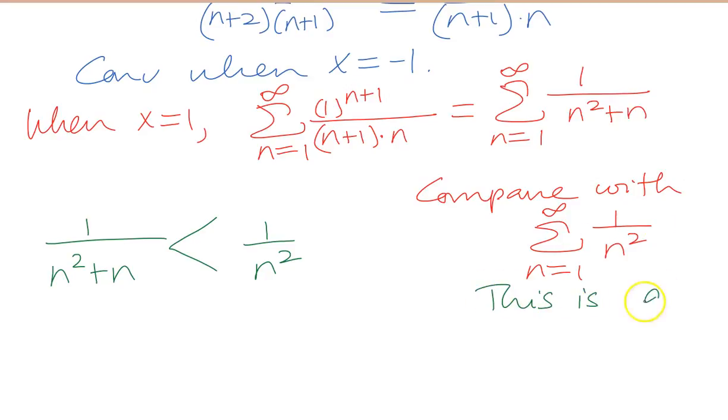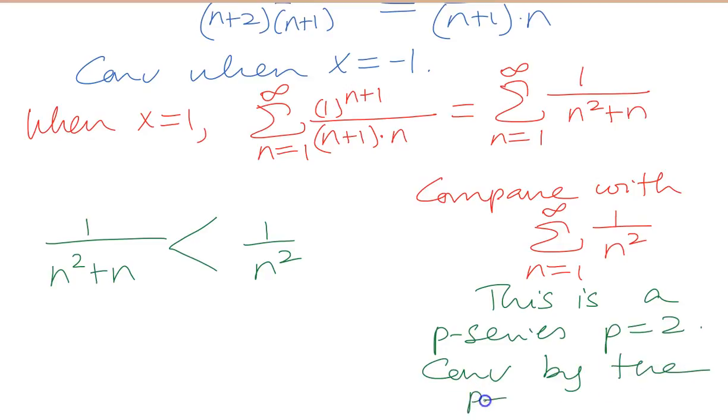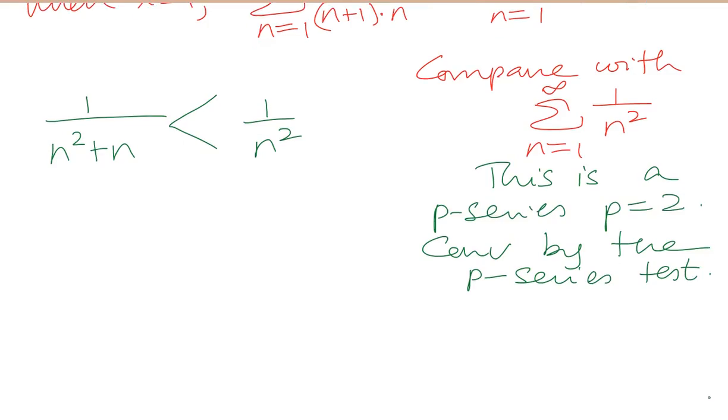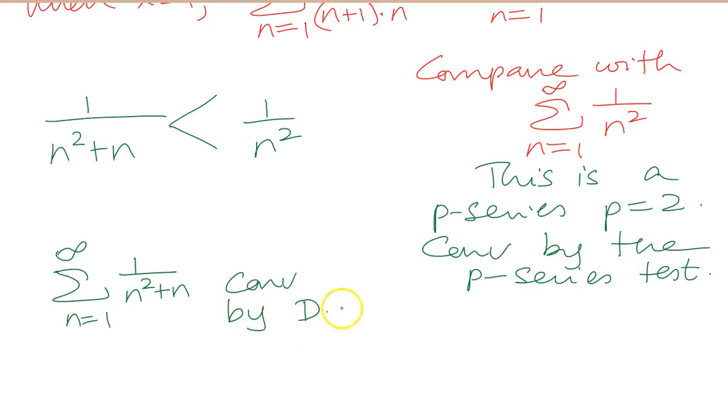This is a p-series with p equal to 2. So this one converges by the p-series test. Okay, the larger series converges by the p-series test. Now, what can we say about sigma 1 over n squared plus n from n equals 1 to infinity? This one converges by direct comparison test.